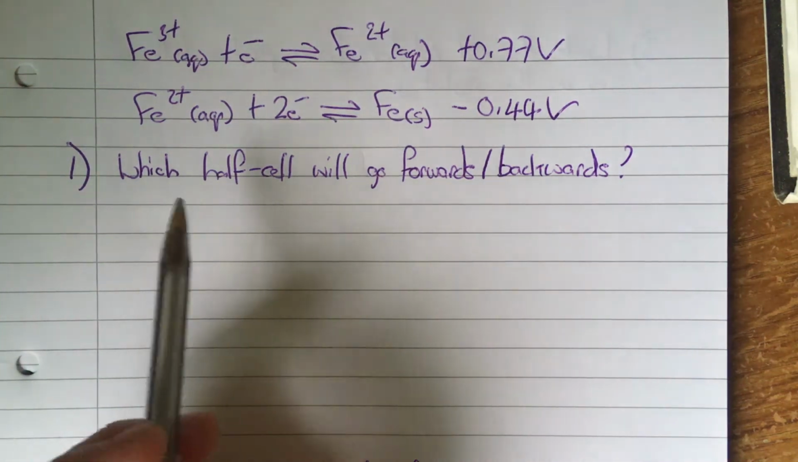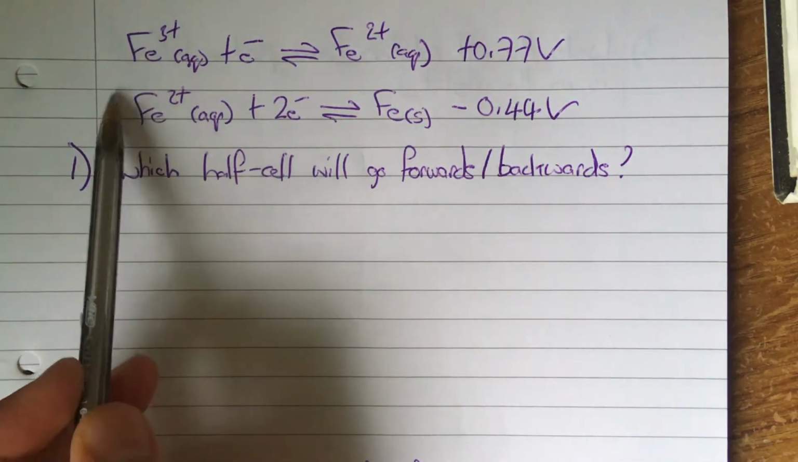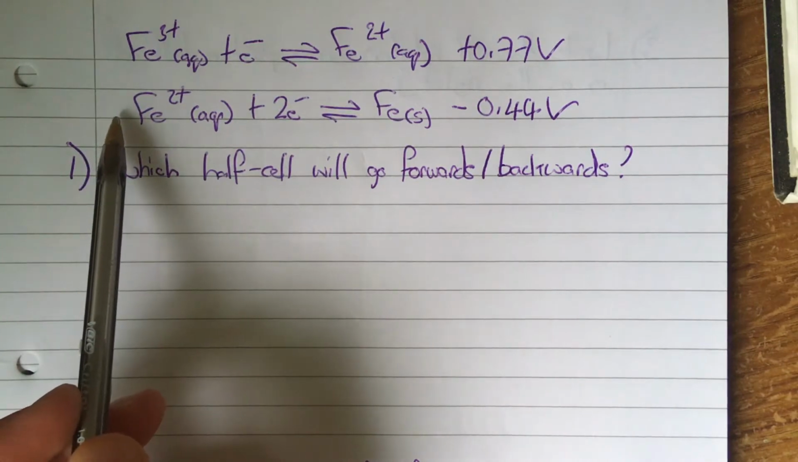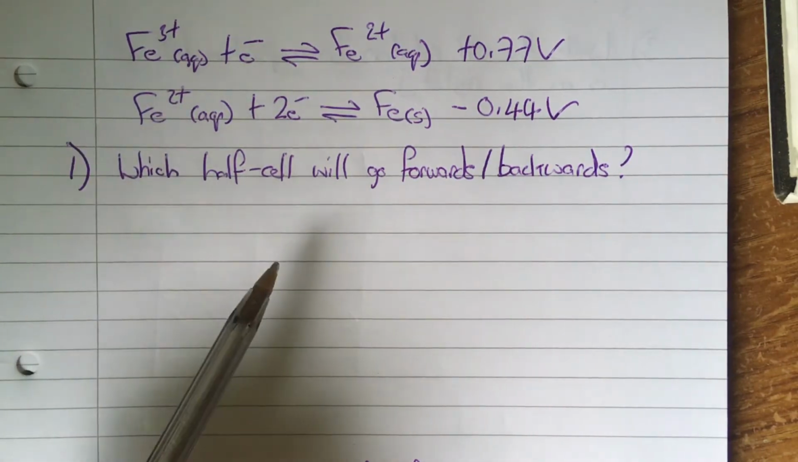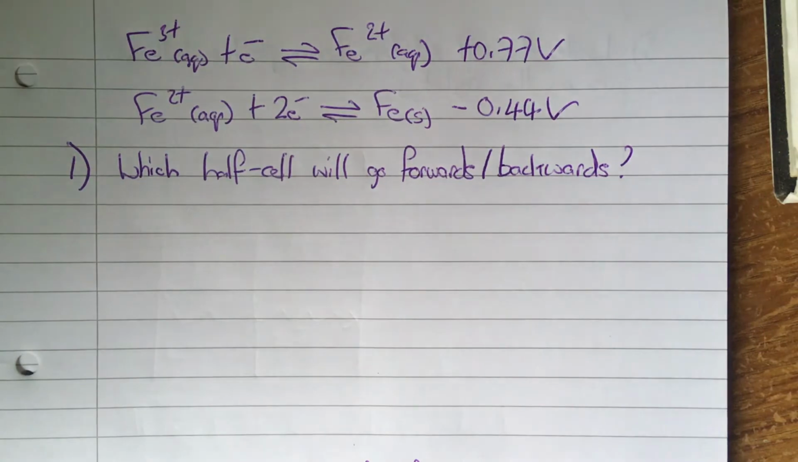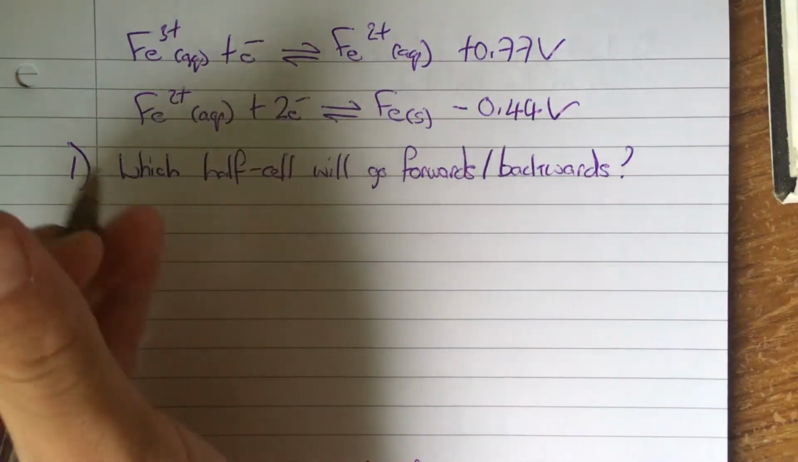In this question, we've been given two half-cell equilibria. They both involve iron. And our first question is, which half cell is going to go forwards and which one's going to go backwards? Remember, we're connecting these two half cells together. So there's got to be an oxidation half cell and a reduction half cell. And so one of these needs to go forwards, one of these needs to go backwards in order to get a flow of electrons. So in order to do that, we're going to use our line diagrams as we've used before.